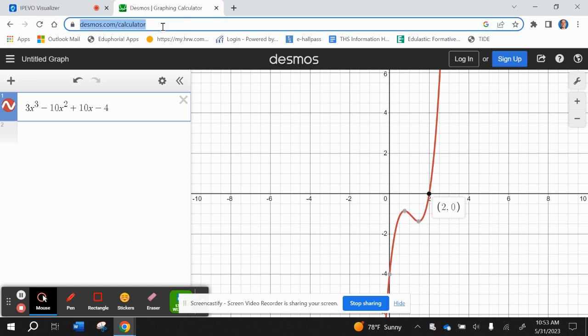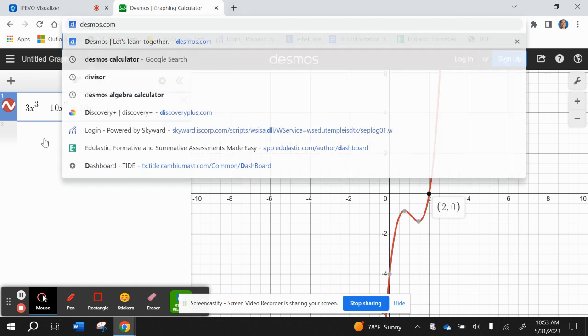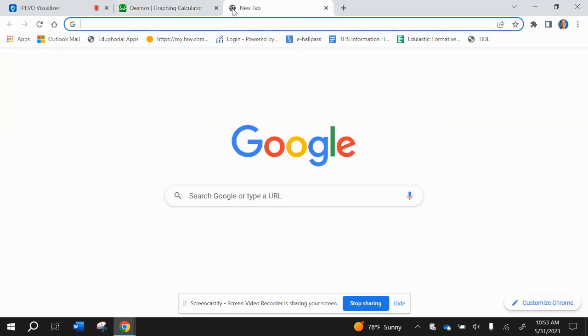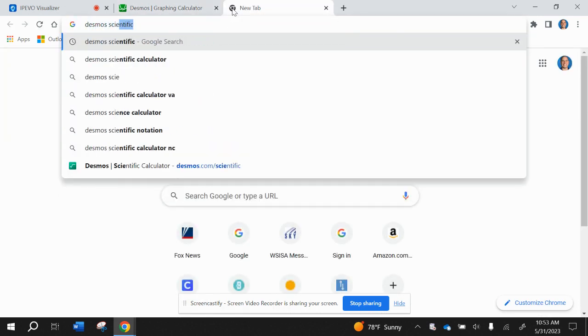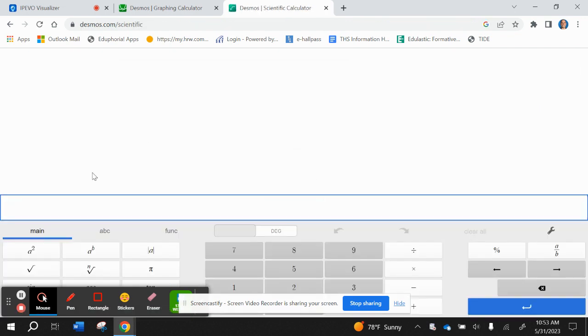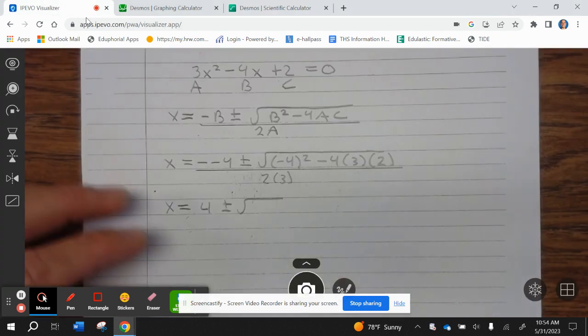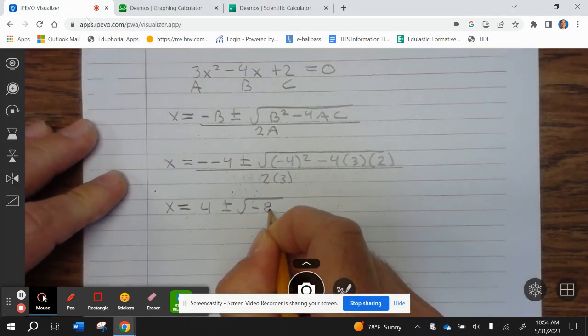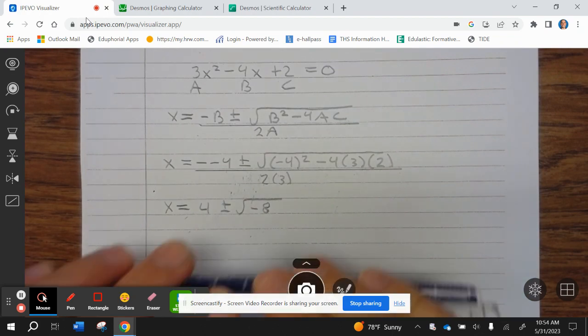So let's go to Desmos. We'll leave the graph alone. Let's open another tab and we'll go to Desmos Scientific. Okay, so we're going to do parentheses negative 4 squared minus 4 times 3 times 2. And so we get negative 8. So this is negative 8 divided by 6.